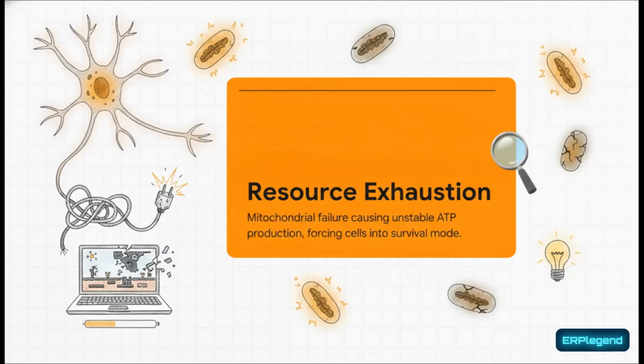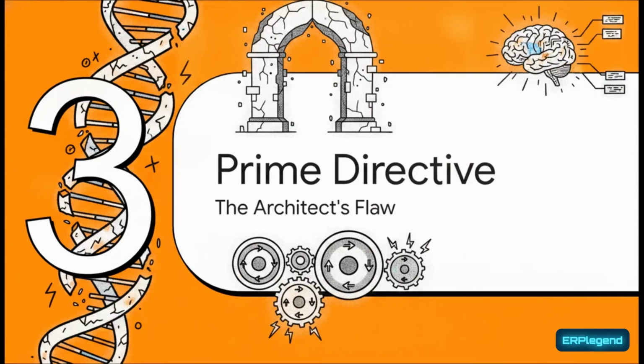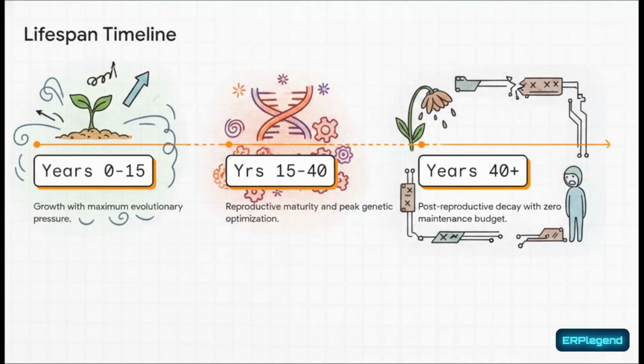It retreats into a low-voltage, basic survival mode just to keep the lights on. Let's jump to Section 3, Evolution's Prime Directive, or the Architect's Flaw. So you might be wondering, why on earth did the architect leave in so many fatal flaws? Well, let's look at how this builds across a human lifespan.